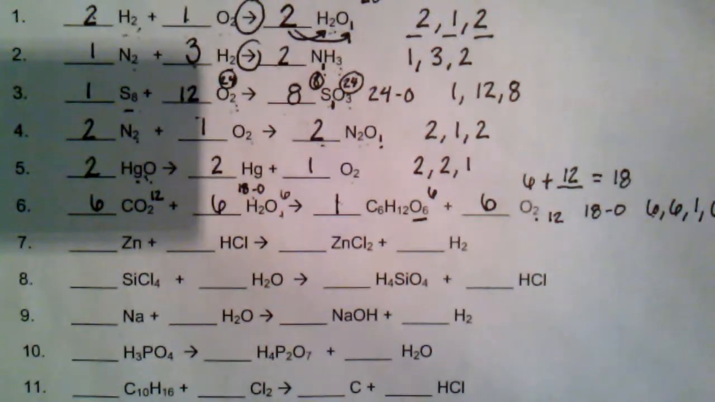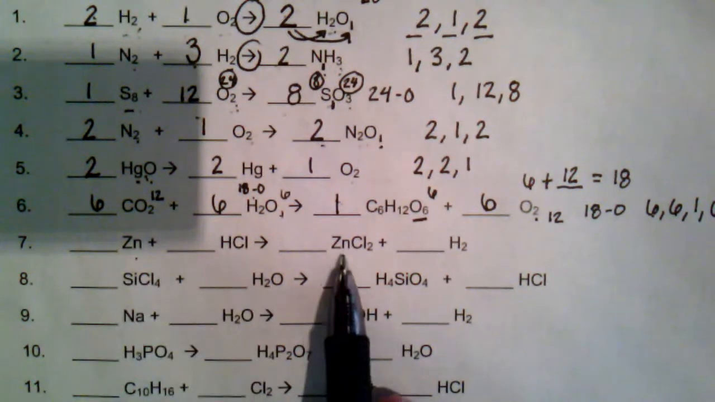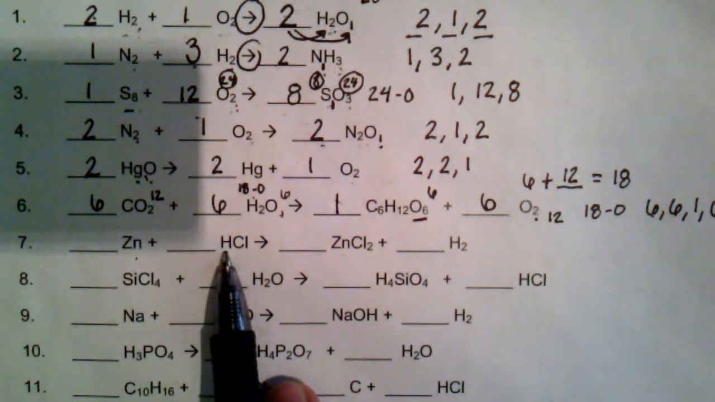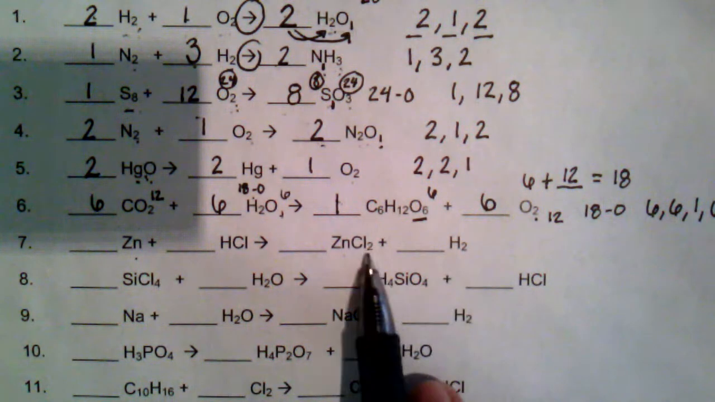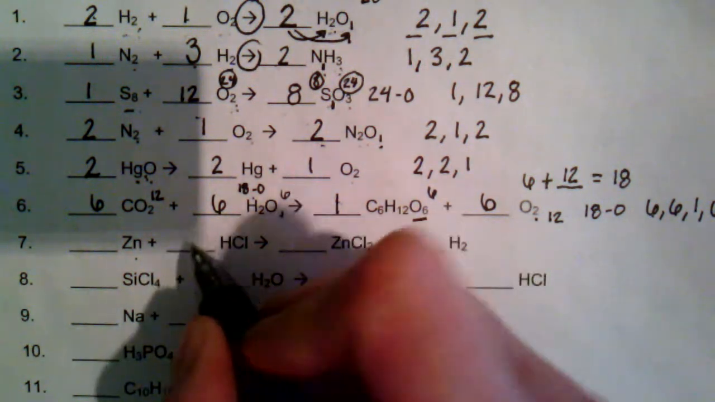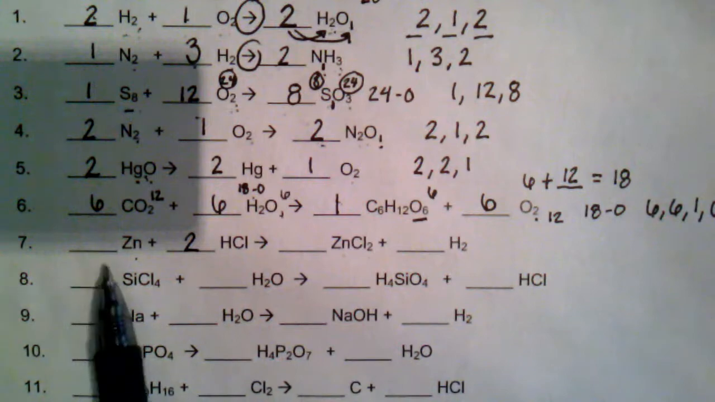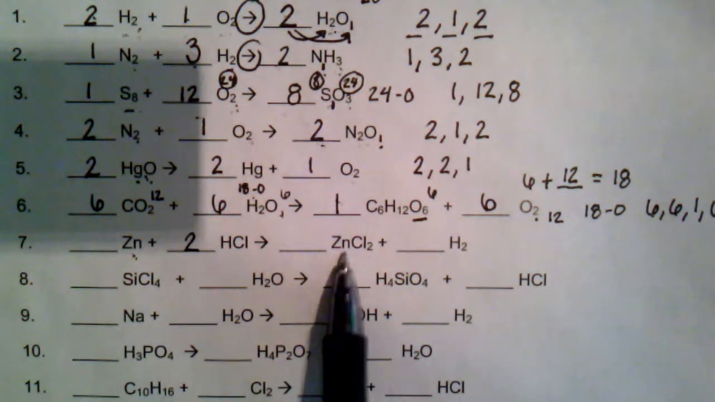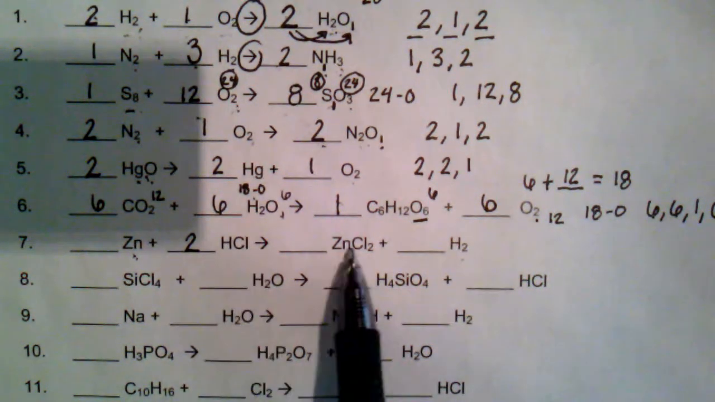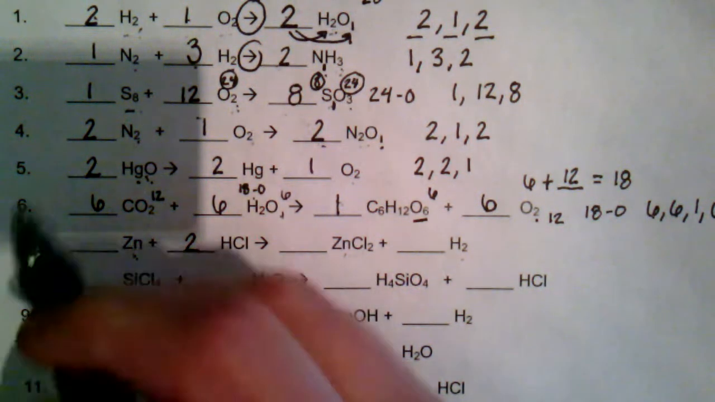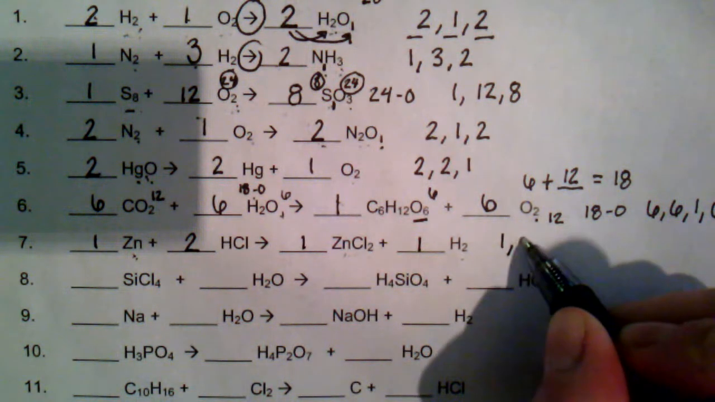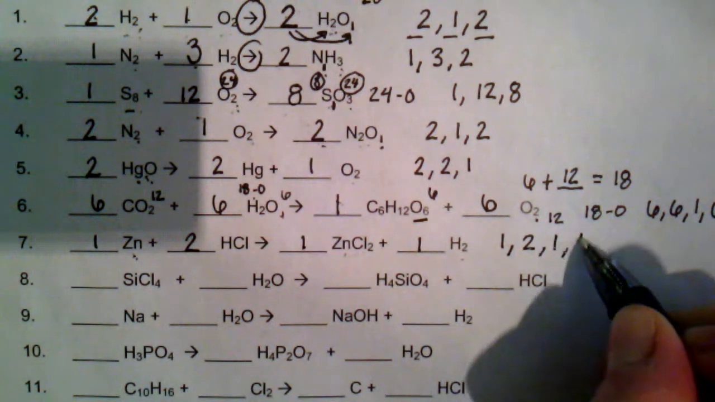All right, let's look at number 7. We have 1 zinc, 1 chlorine, 2 chlorines, 1 hydrogen, 2 hydrogen. So our chlorines and hydrogens are not balanced. You have 2 of each on this side, 1 of each on this side. So we're going to add a 2 right there. So now we have 1 zinc, 2 hydrogens, 2 hydrogens, 2 chlorines, and 2 chlorines. So it's balanced. So the coefficients for that equation are 1, 2, 1, 1.